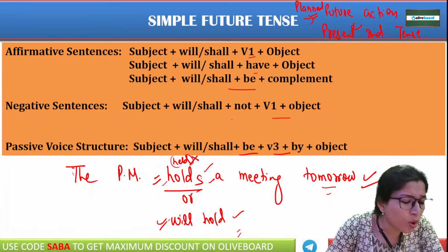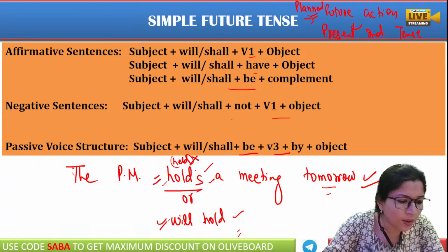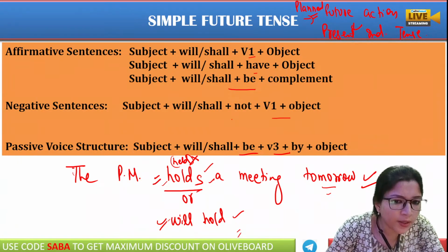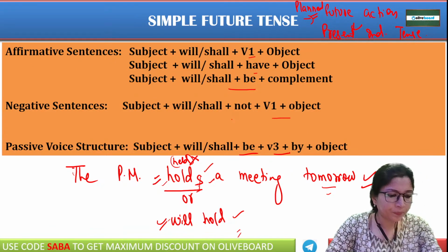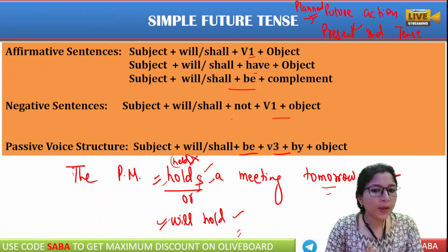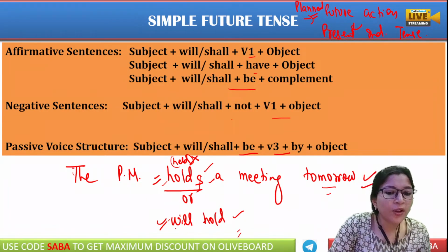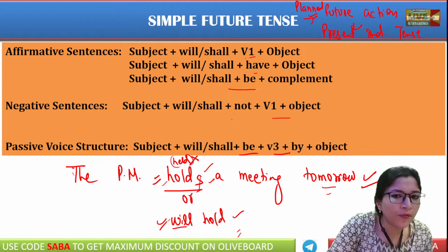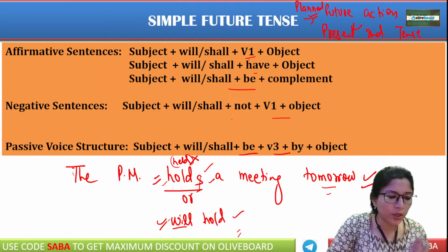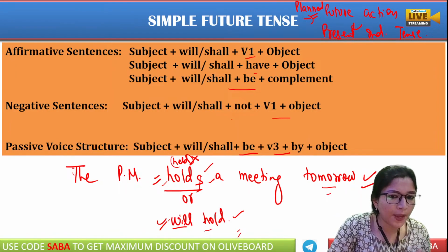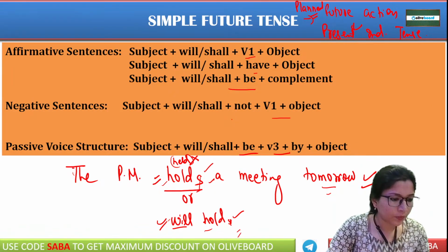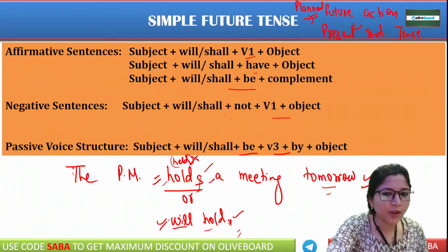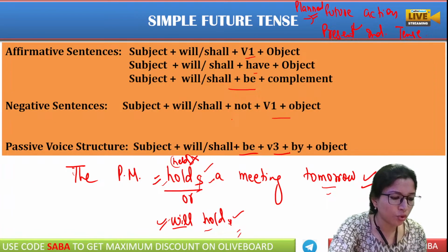PM is singular, so it is holds now, my dear. I have added the S, Royal. Where did I write hold? It is holds now. S is written here. Did you get it, Royal? Have a quick look. So the PM holds a meeting tomorrow or will hold. After will/shall, only V1 is used, not S or ES. So S can never come here because you know this thing. Holds is present indefinite. That is right. So whenever we have a planned future action, we can use holds.